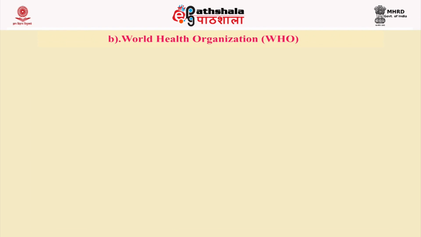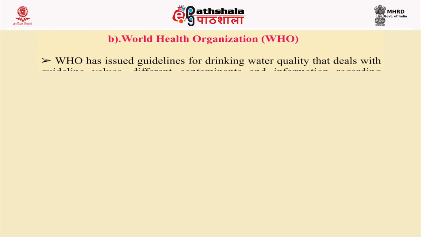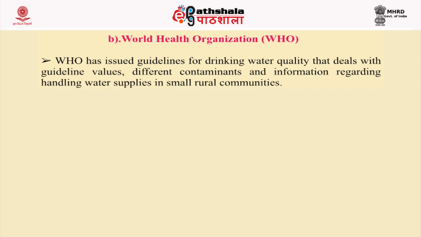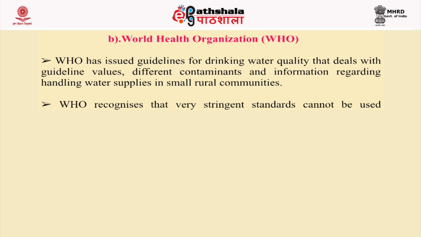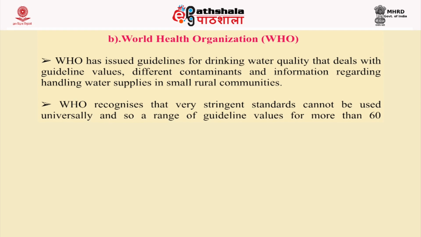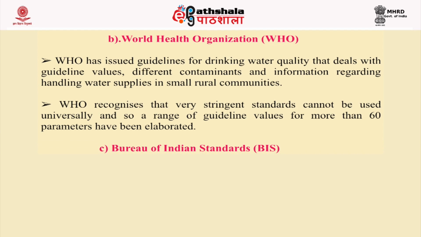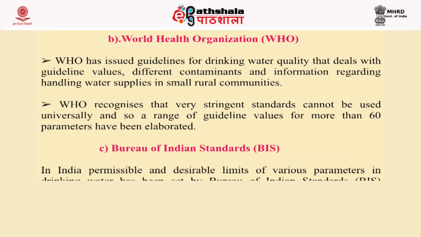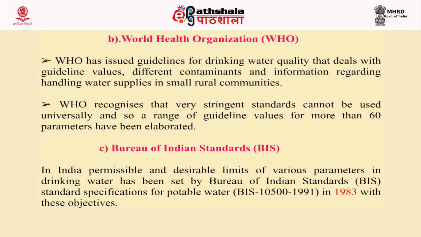Second is the World Health Organization. WHO has issued guidelines for drinking water quality that deal with guideline values, different contaminants and information regarding handling water supplies in small rural communities. WHO recognizes that very stringent standards cannot be used universally, and so a range of guideline values for more than 60 parameters have been elaborated.